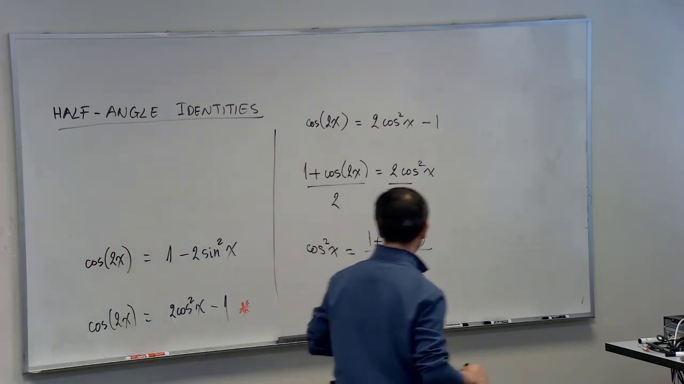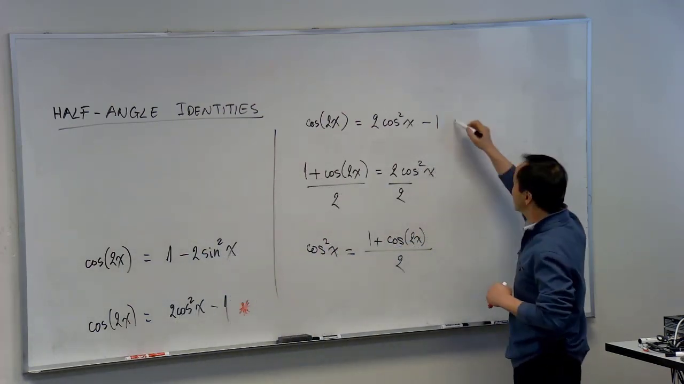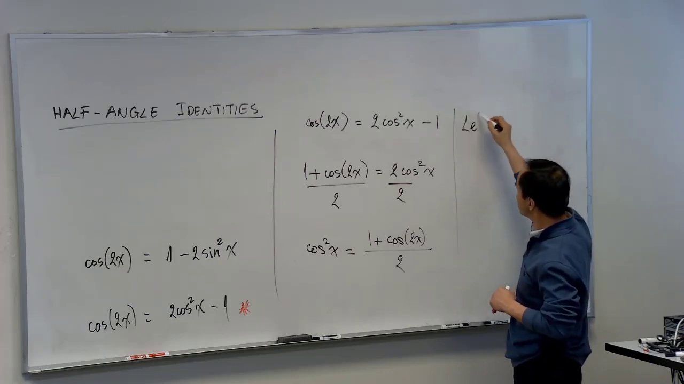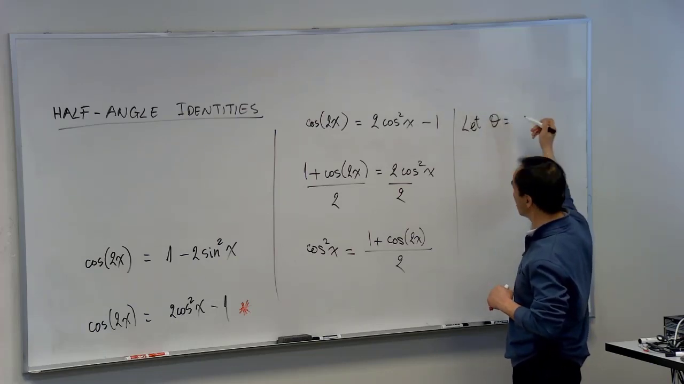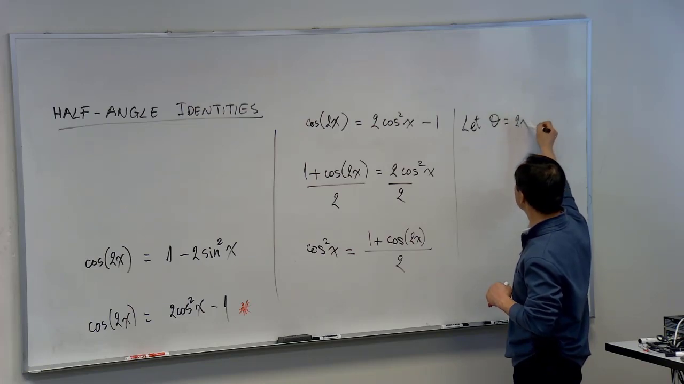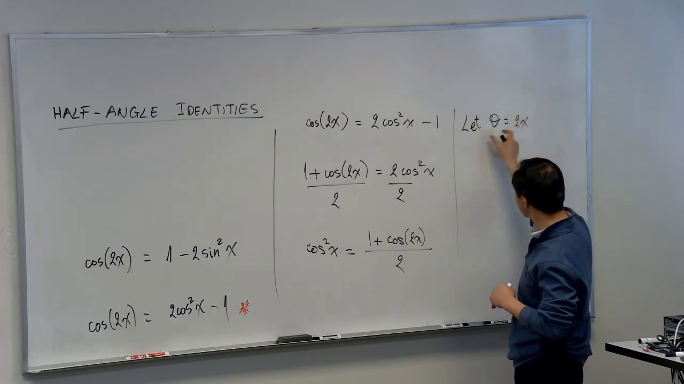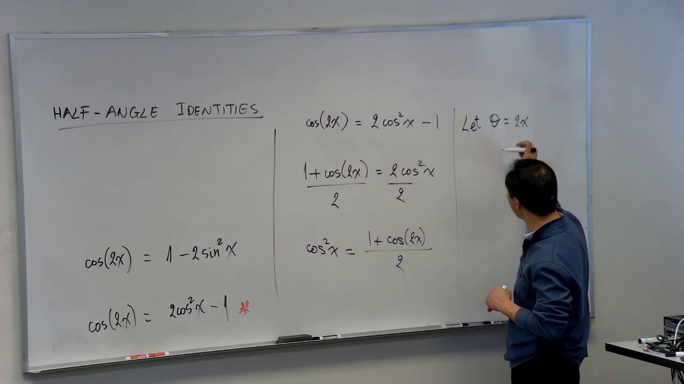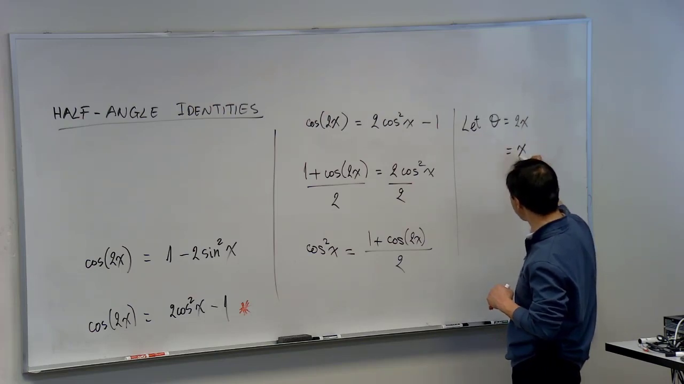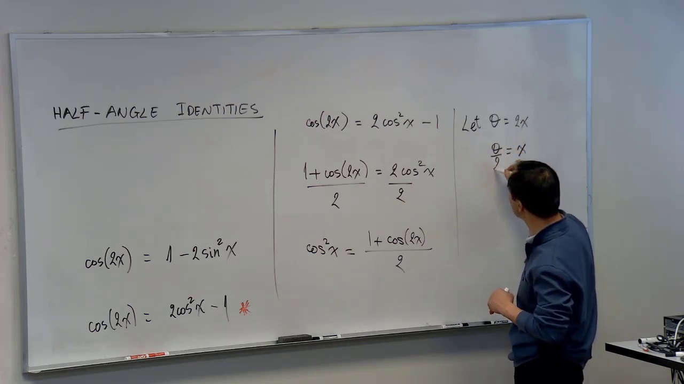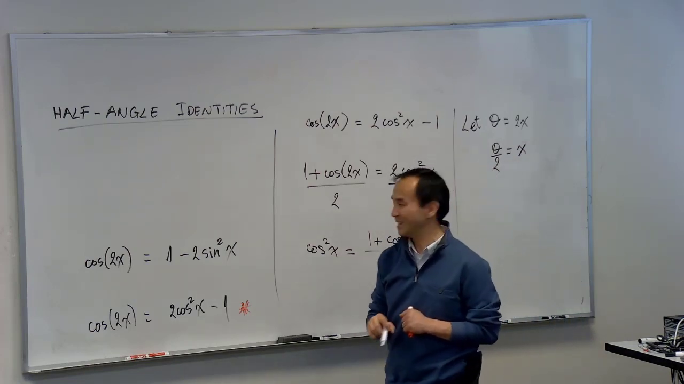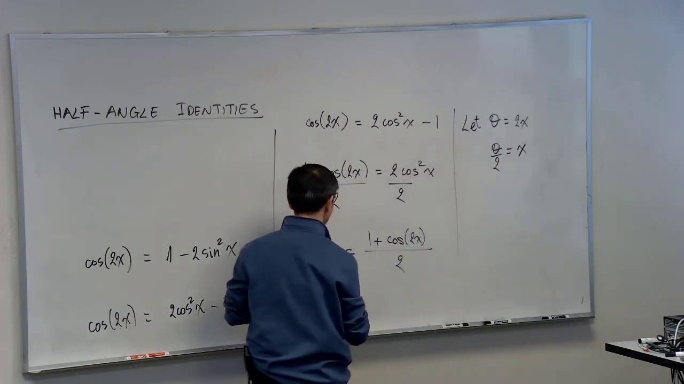And then, in a similar argument, think about it. I'm going to purposely let some theta equal 2x. If theta equals 2x, so the whole 2x is one angle, then there's a relationship that means x itself is only half of theta. Okay. And now I'm going to bring that relationship into my work here.